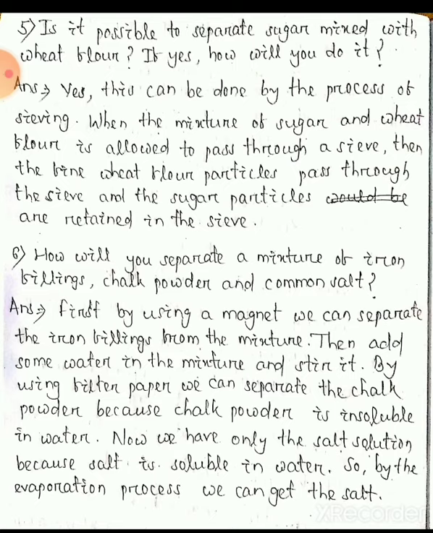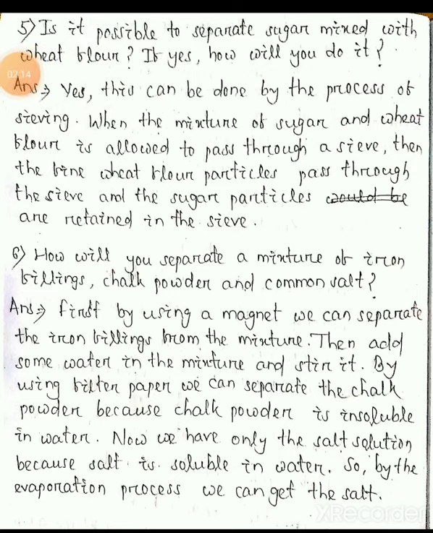Yes, this can be done by the process of sieving. When the mixture of sugar and wheat flour is allowed to pass through a sieve, then the fine wheat flour particles pass through the sieve and the sugar particles are retained in the sieve. Again, I want to repeat the answer. Okay, students?